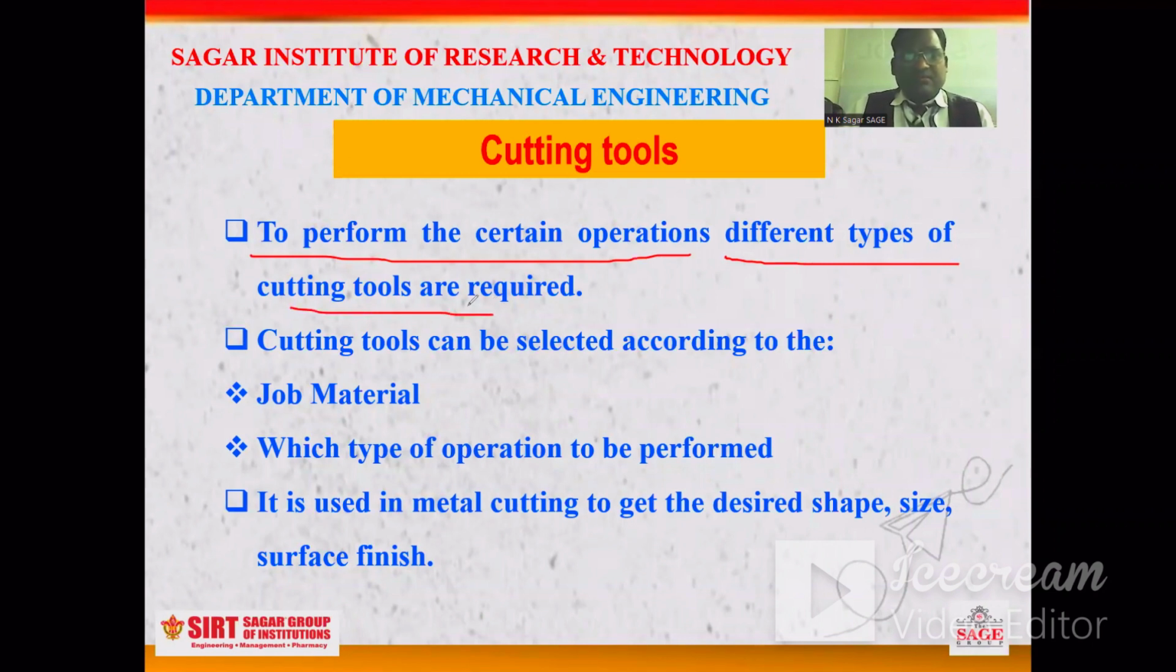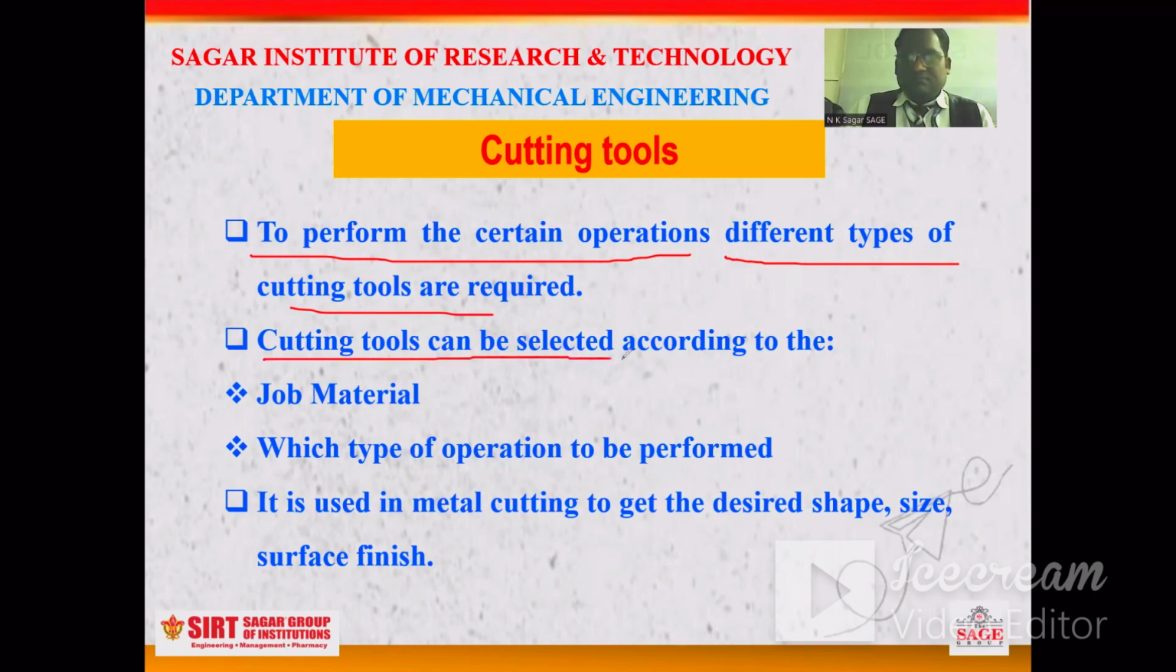Suppose we want to perform any operation on the job, like a turning operation, drilling operation or boring operation. So we require a tool. With the help of a cutting tool, we can perform the operation. So to perform a certain operation, a certain tool is required.